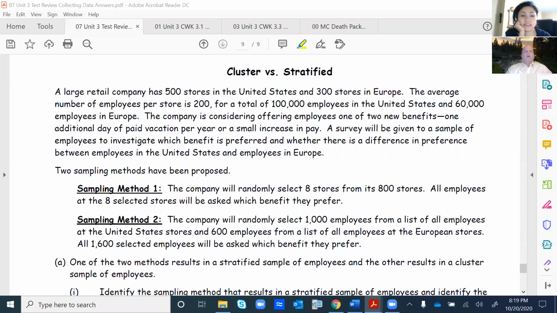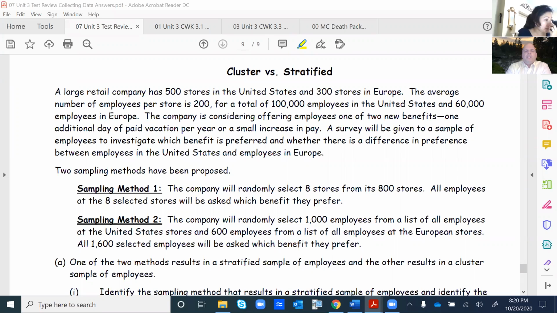Okay, so a large retail company has 500 stores in the United States and 300 stores in Europe. The average number of employees per store is 200, for a total of 100,000 employees in the US and 60,000 employees in Europe. The company is considering offering employees one of two new benefits: one additional day of paid vacation per year or a small increase in pay.